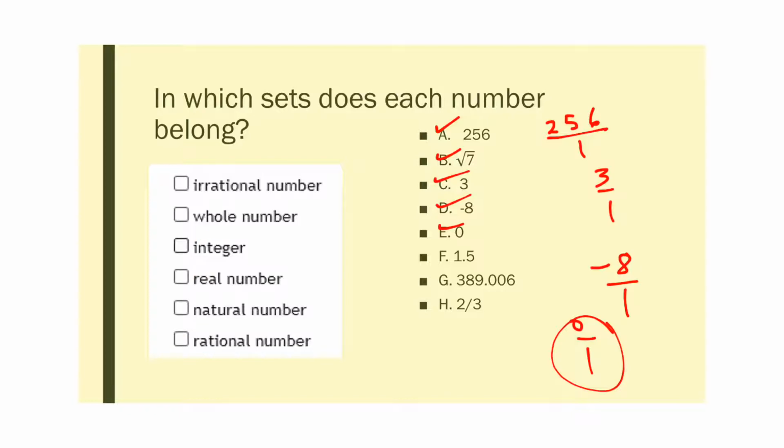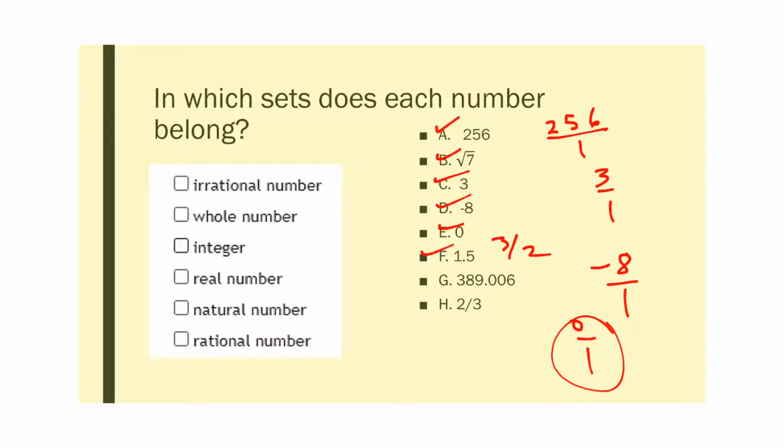1.5. So it's not irrational. It's not whole. Not an integer. It is real. It's not a natural. Well, let's see. Rational. It's a terminating decimal, so that makes it a rational. We also know that it's a ratio of the integers 3/2. All right.